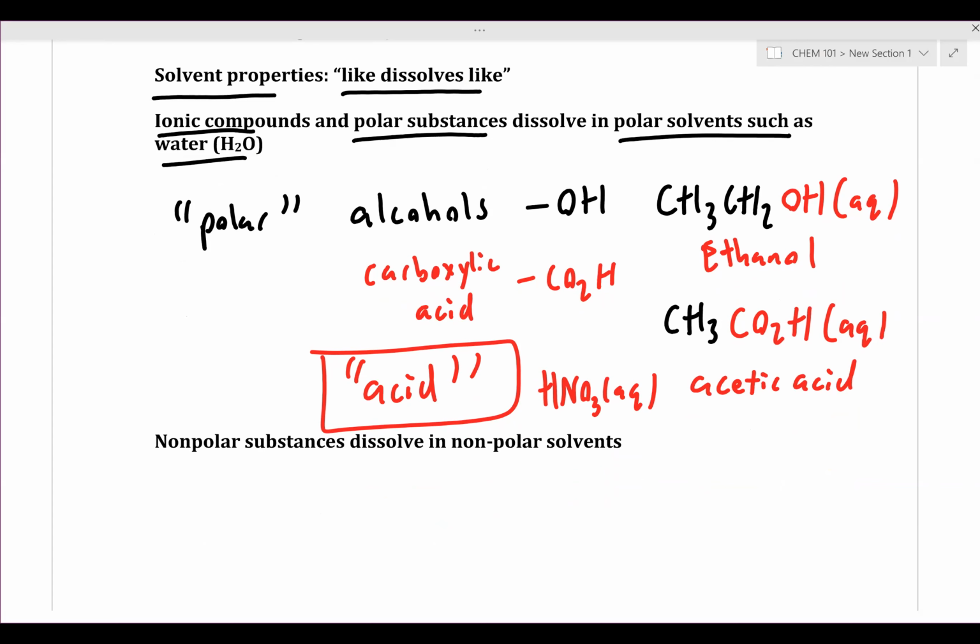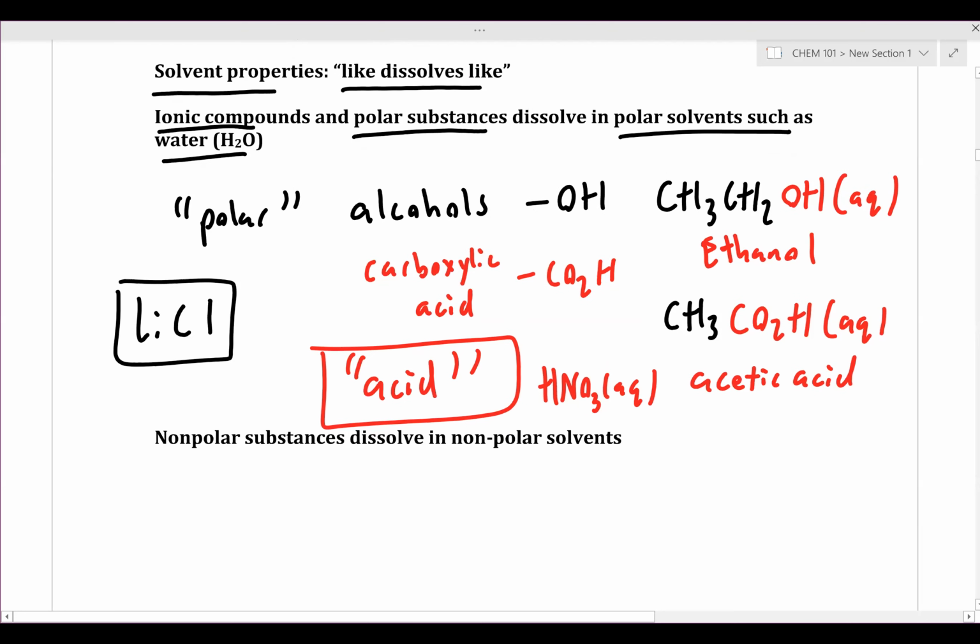Lithium chloride, sure. Lithium chloride would be another example of a soluble ionic compound. We'll talk about the solubility rules in detail, and rules for assessing whether ionic compounds are soluble or insoluble, in a later part of this chapter. For now, in general, ionic compounds and polar compounds will dissolve in water.